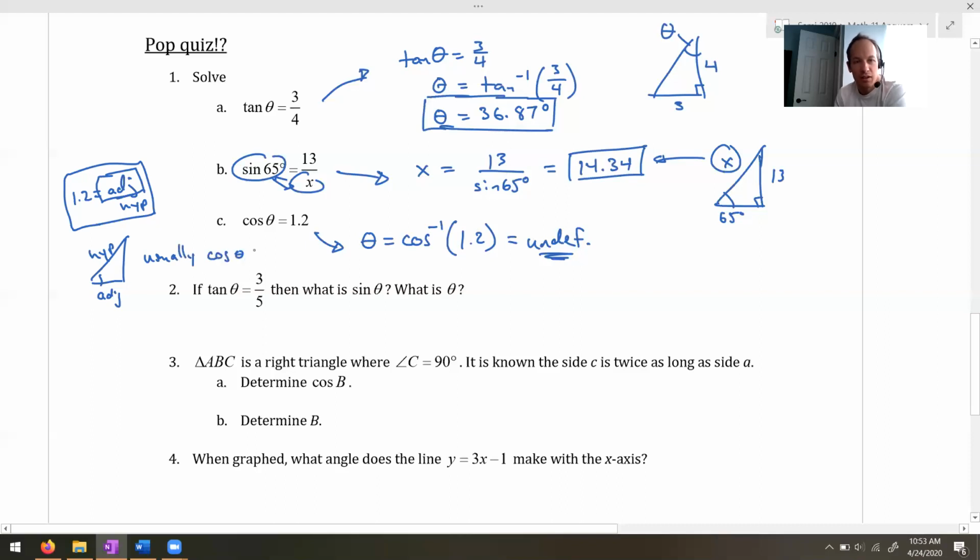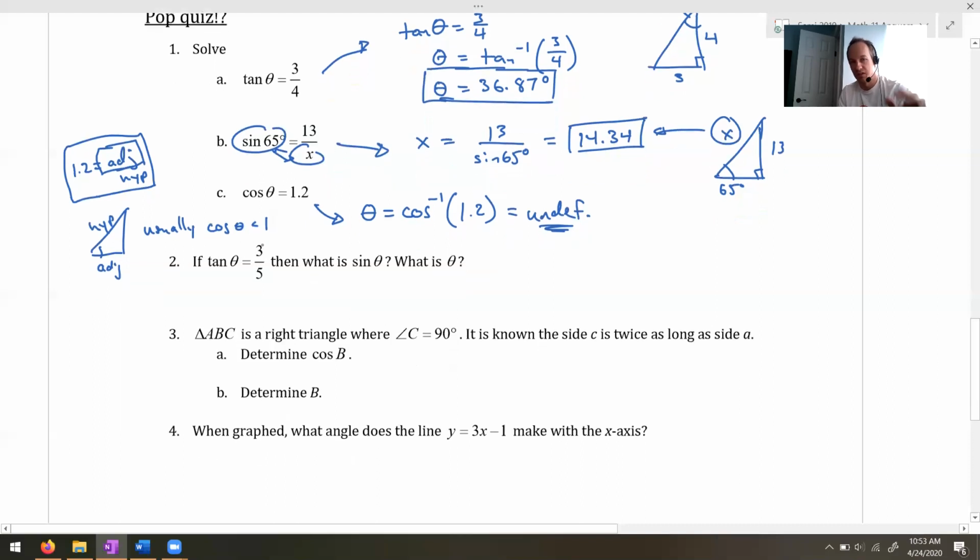cosine of theta is less than 1. Anyway, that's why we're getting undefined. Okay? It could come out as math error for you, or it could come out as something else, but it's undefined. It's not possible. There's no triangle where the adjacent is bigger than the hypotenuse.